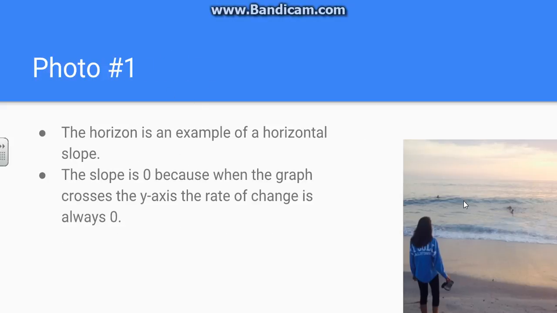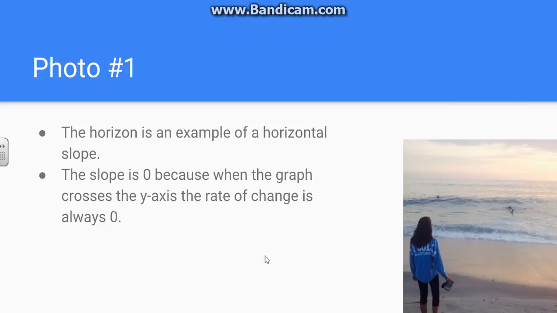So I got 2 examples for you. My personal photo that I took is when I was on the beach last summer. It was looking at the horizon, watching the sunset. So obviously the horizon is the example of a horizontal slope. Why? Because it's a horizontal line. The slope is 0 because I know that when it's a horizontal line, it'll cross the y-axis at a rate of change that is always 0.